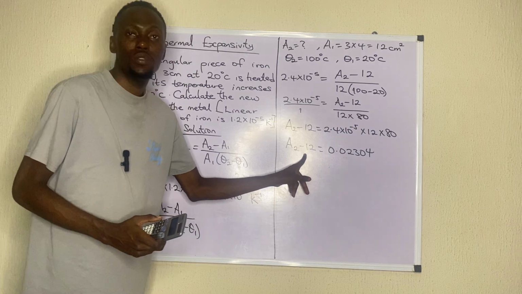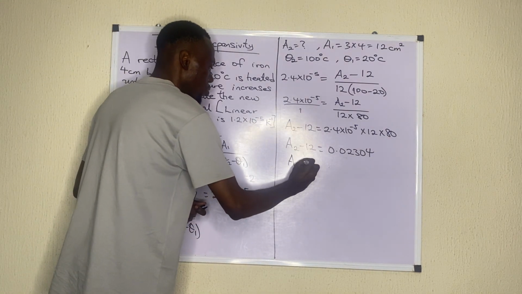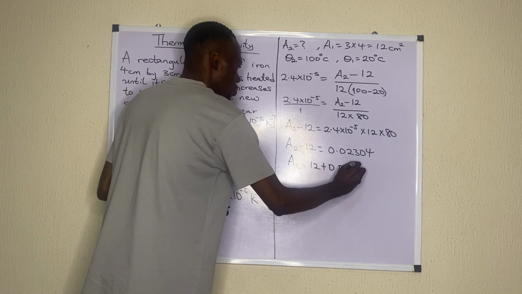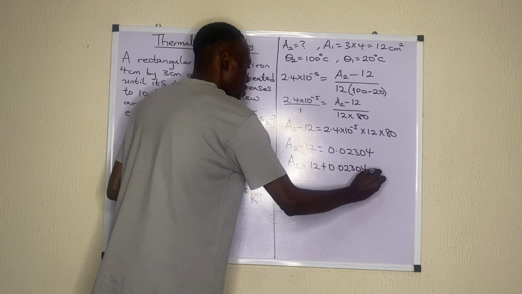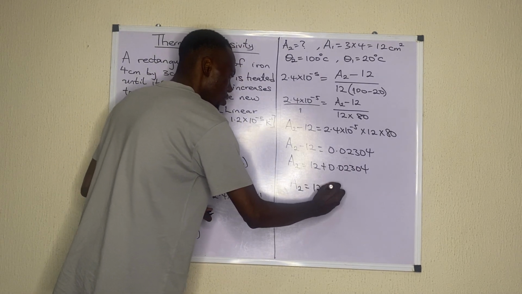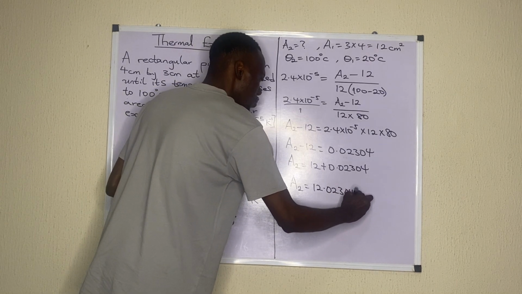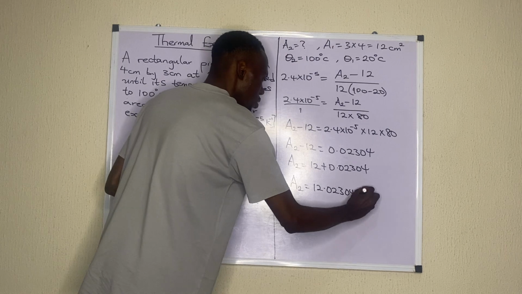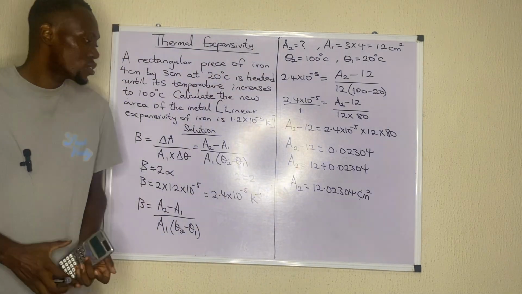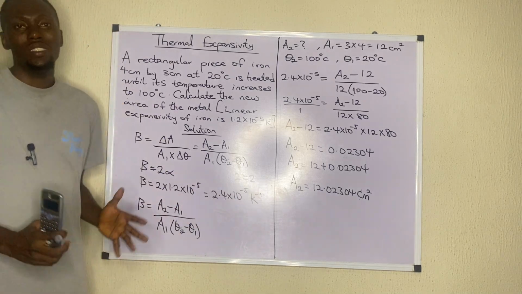Now making A2 the subject of the formula, it means that this minus 12 will cross over here and the sign will change to positive. So our final area will be equal to 12 plus 0.02304, and adding that, our new area will be equal to 12.02304 centimeter squared. So centimeter squared because it was area, right? So that's the solution to this easy question.